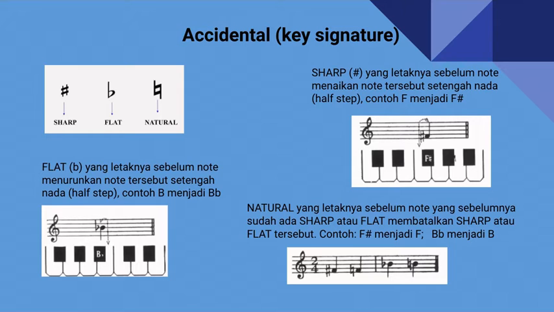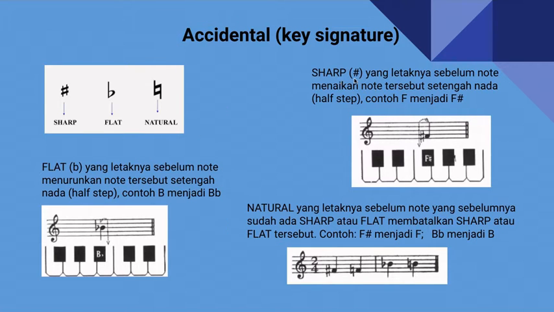Now, if we already understand what a semitone is, we're gonna learn the names of the black keys. To know the names of the black keys, we learn about accidentals or key signatures. There are three kinds of key signatures. This is called sharp, this one's called flat, and this one is called natural.